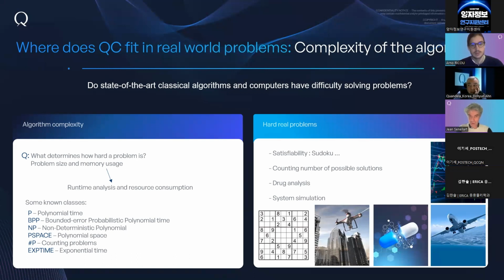To do that, we find an algorithm to solve it. It can be naive, like a brute force algorithm. And for this one, we will look at the problem size and the memory usage. As this grows, we look at the runtime analysis and the resource consumption of our algorithm. And this leads us to a set of well-known complexity classes.